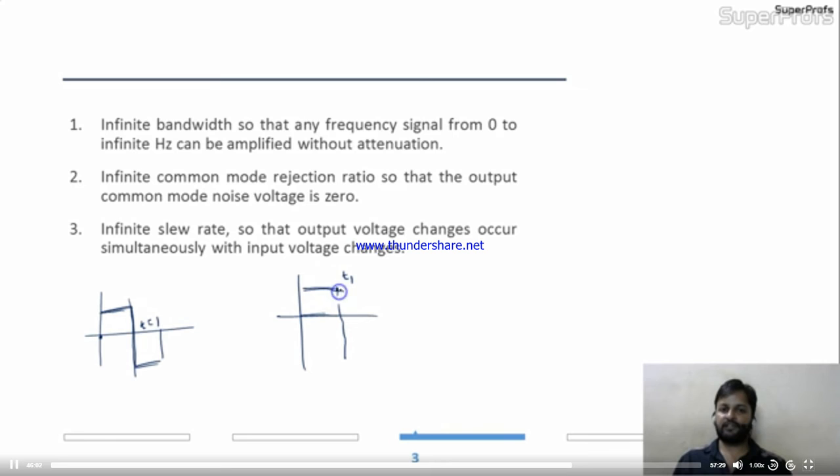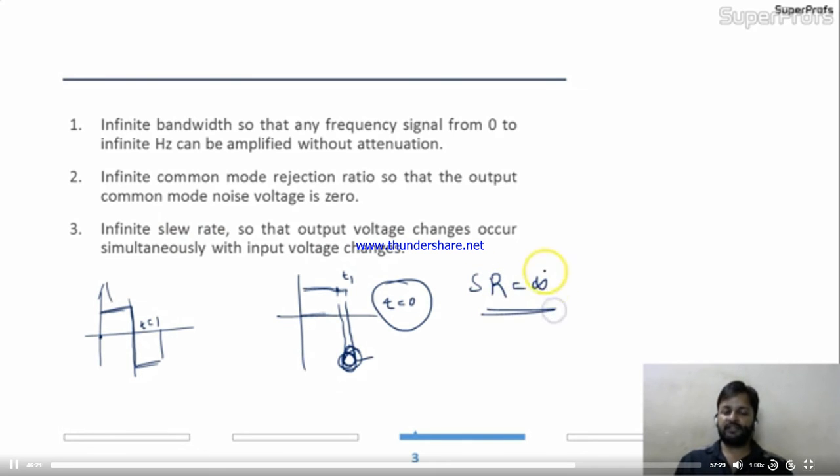Otherwise, if t1 is high, your output will continue and change after some time. So this is an error, or attenuation to the waveform. So the time should be 0. At minimum time, the change in output should be very high. The slew rate should be infinity. Is it okay?